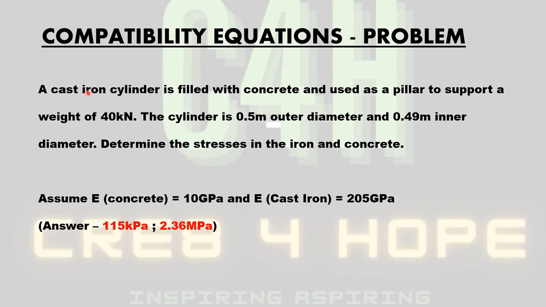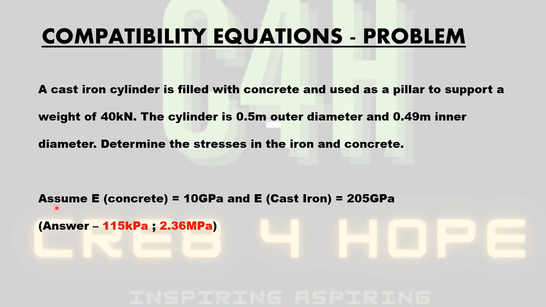Hi folks, now let's have a look at this compatibility equations problem. So the question reads, a cast iron cylinder is filled with concrete and used as a pillar to support a weight of 40 kilonewtons. The cylinder is 0.5 meters outer diameter and 0.49 meters inner diameter. Determine the stresses in the iron and the concrete.